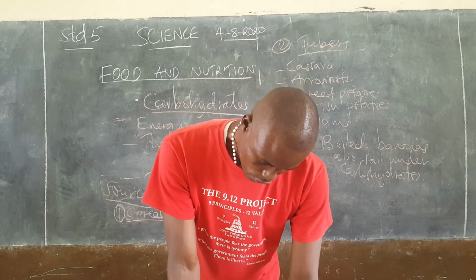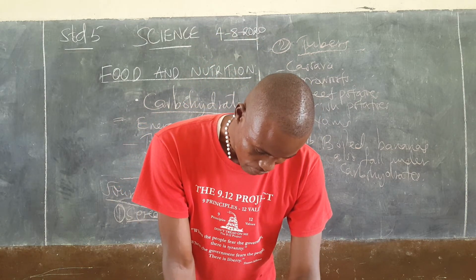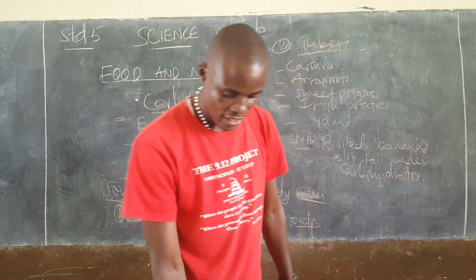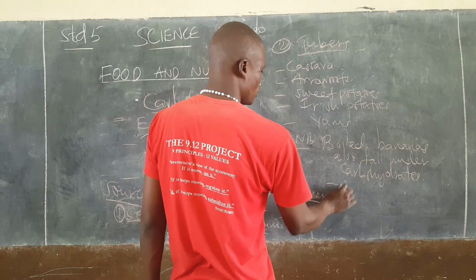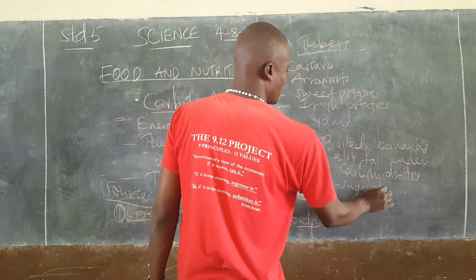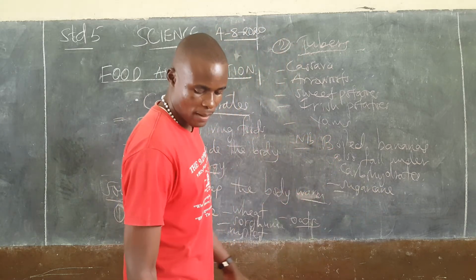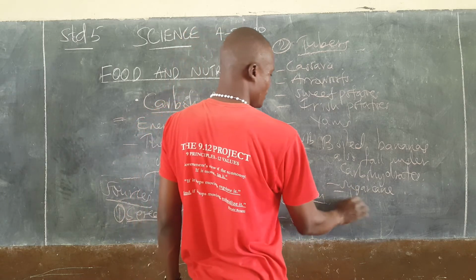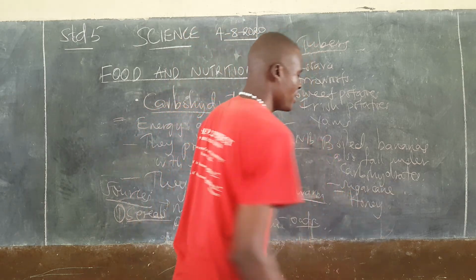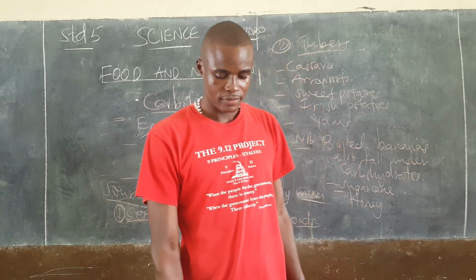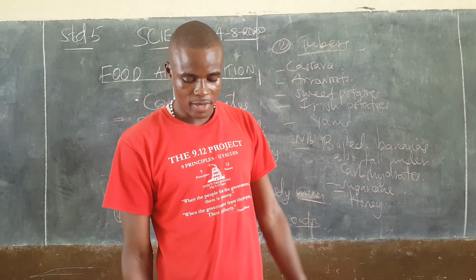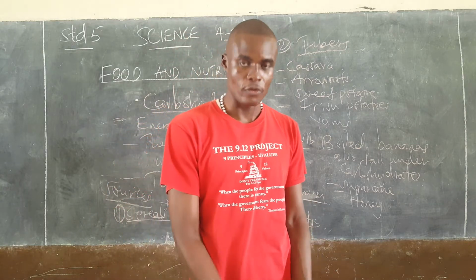So after that, learner, we have other examples. Green banana. So we can talk of green banana. Sugar cane also comes there. We also have honey. So green banana or boiled banana, honey and sugar cane also fall there.